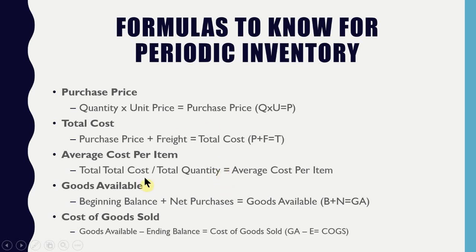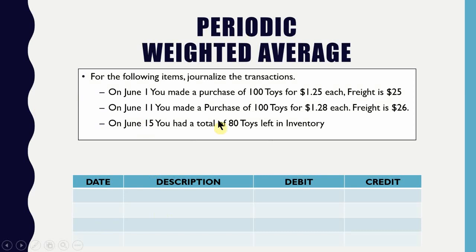The first two equations are identical. The last two equations, goods available as well as cost of goods sold, are also identical. The only one I want you to focus on is that instead of doing a cost per item, we're going to do an average cost per item. Let's dive into the first example.